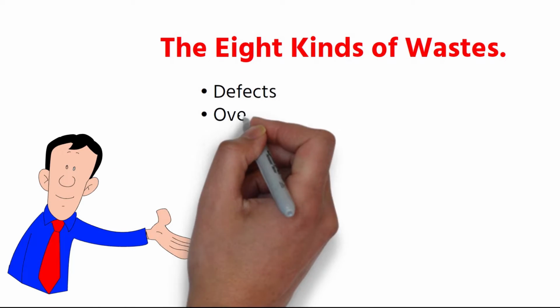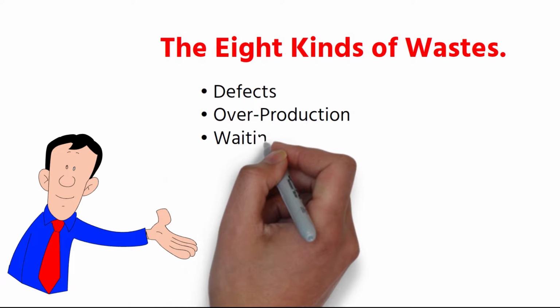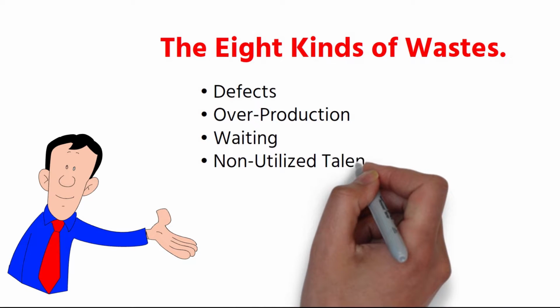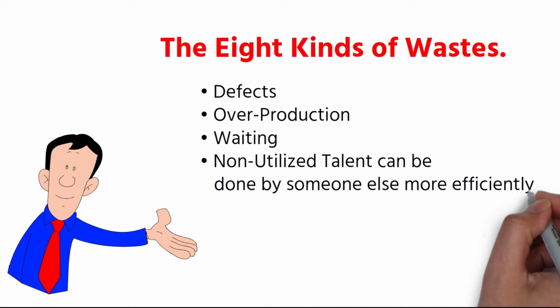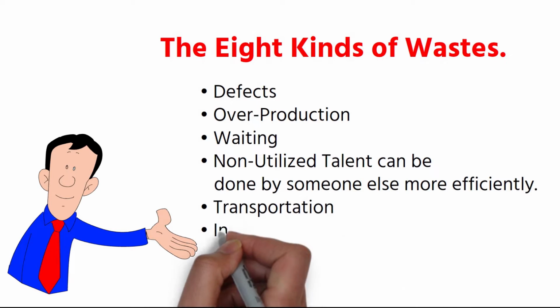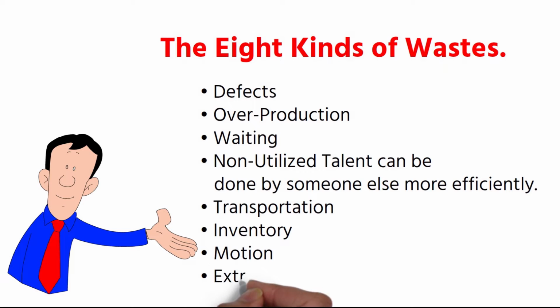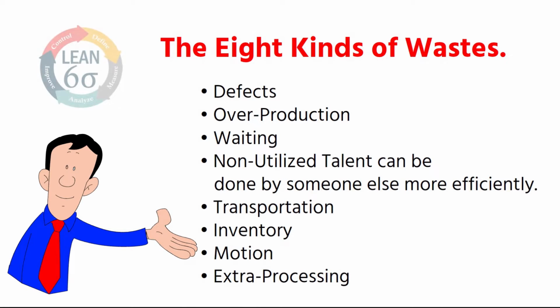Defects. Overproduction. Waiting. Non-utilized talent can be done by someone else more efficiently. Transportation. Inventory. Motion. Extra processing. The initial step of Lean Six Sigma is to remove the waste in a process by using Lean methods. After this, the Six Sigma tools are used to improve the process.